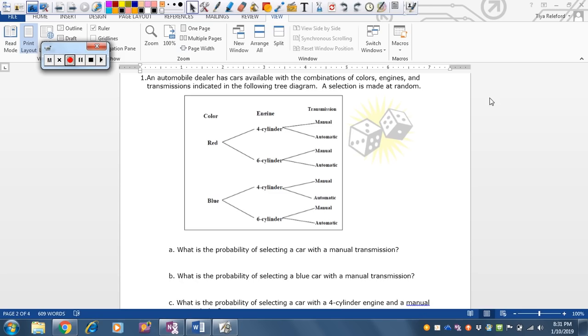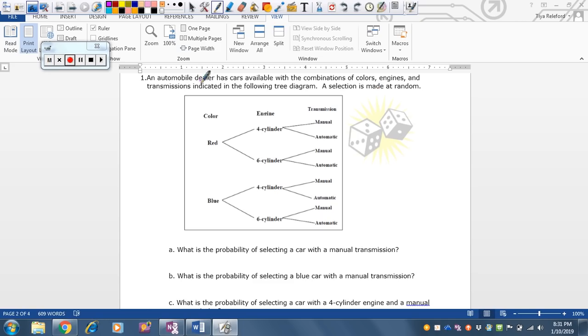So we made our own tree diagram together, but this one gives us the tree diagram, and then we have to use it to answer the questions, which may sound easier, but it's actually a little trickier, because when you make it, you know what you're looking at, but when somebody else makes it for you, you have to interpret what they're saying. So it says an automobile dealer has cars available with the combinations of colors, engines, and transmissions indicated in the following tree diagram. A selection is made at random.